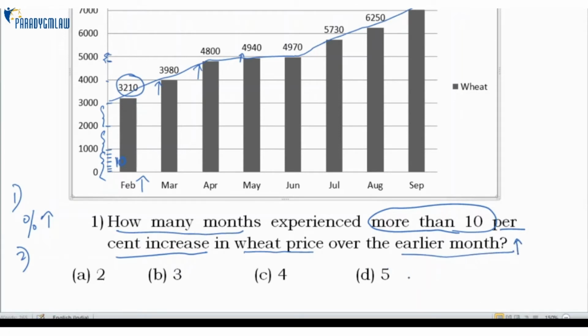So you have 8 months here: February, March, April, May, June, July, August, September. My options range from 2 to the highest, which is 5. So from this question, firstly I need to calculate my percent increase and then compare how many months have experienced more than 10% increase over the earlier months. How many times has that happened?